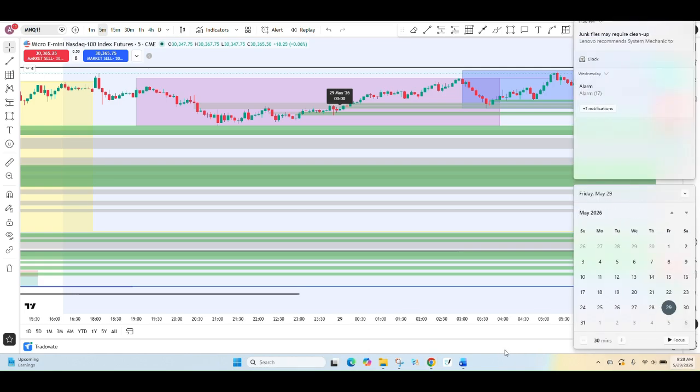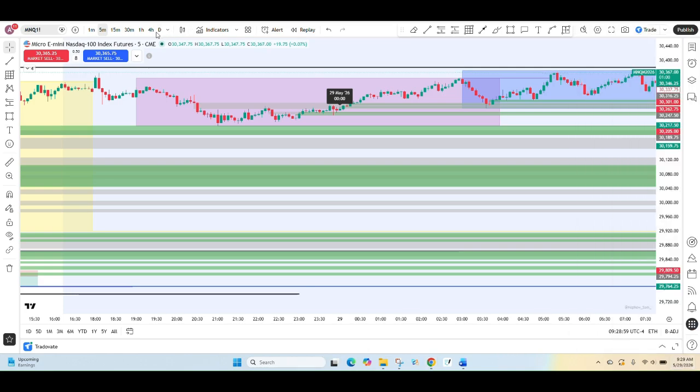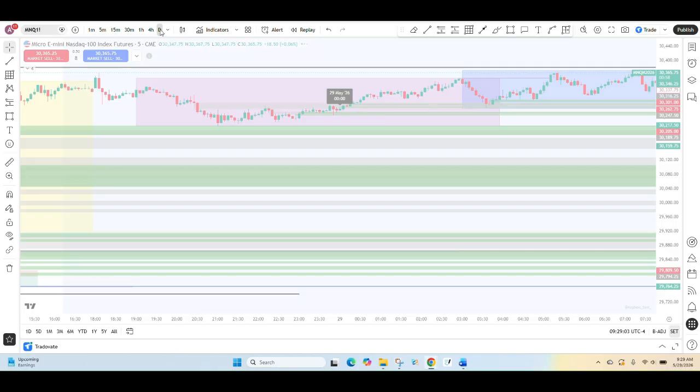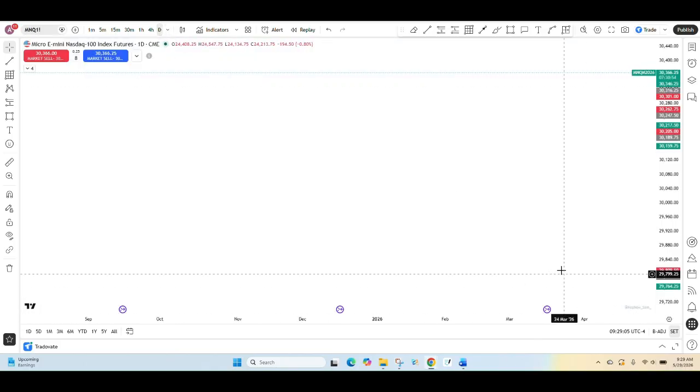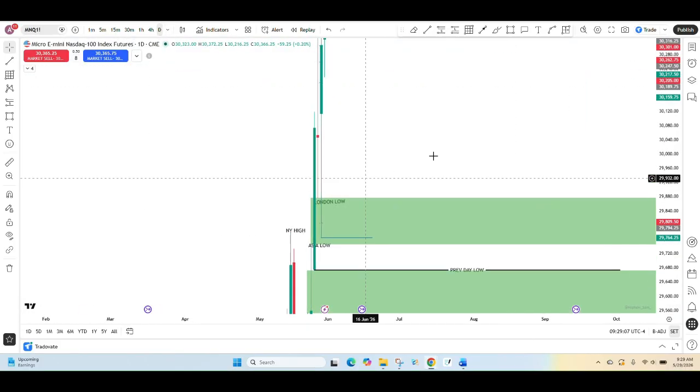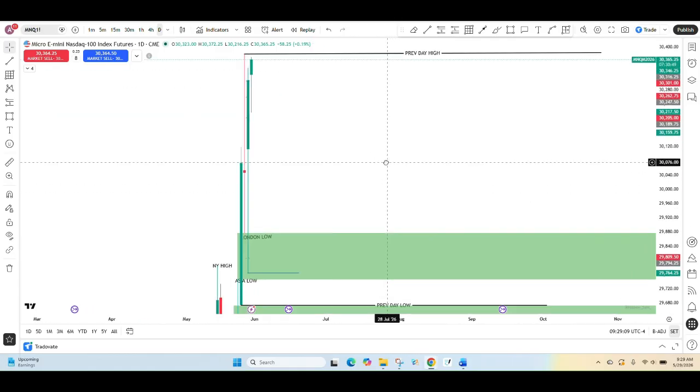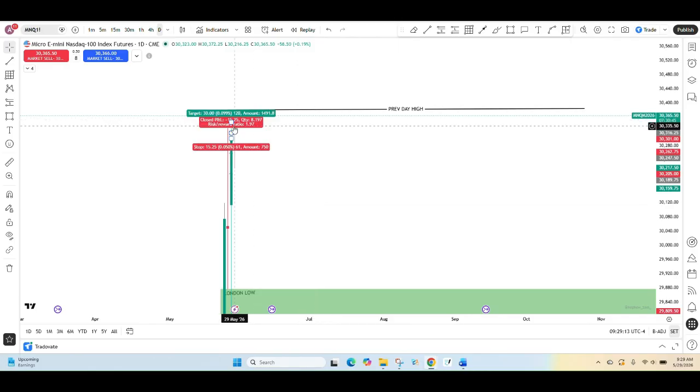9:28 a.m. So I'm gonna get started really quick on the daily. So we are bullish. Yesterday's low is still intact. Yesterday's high was already taken out.